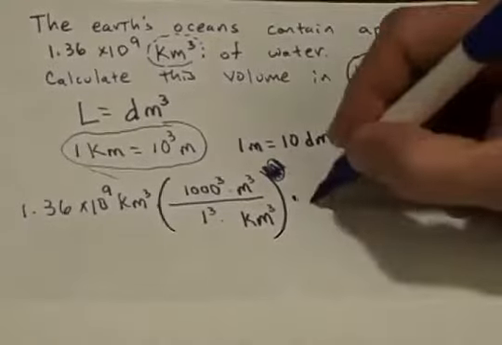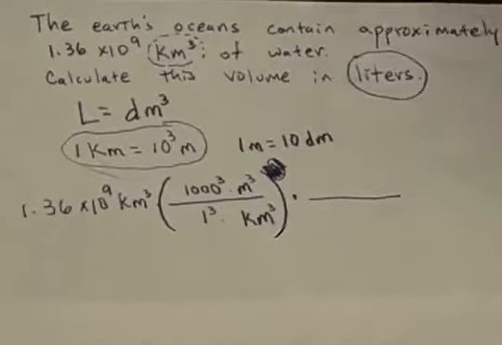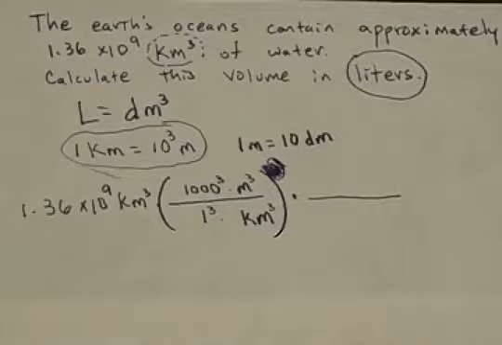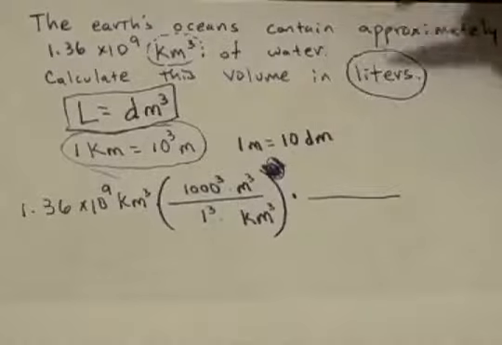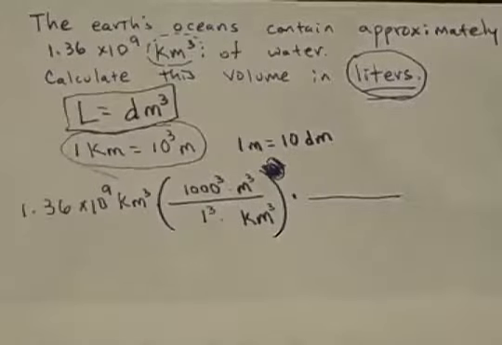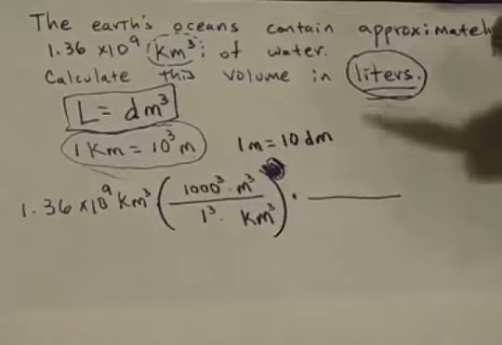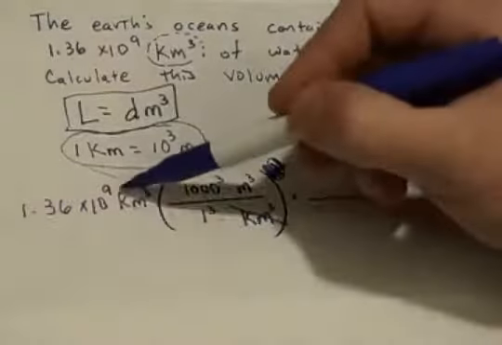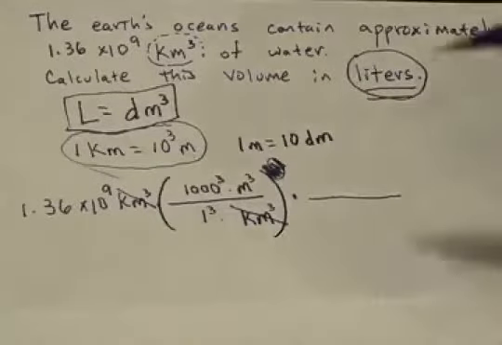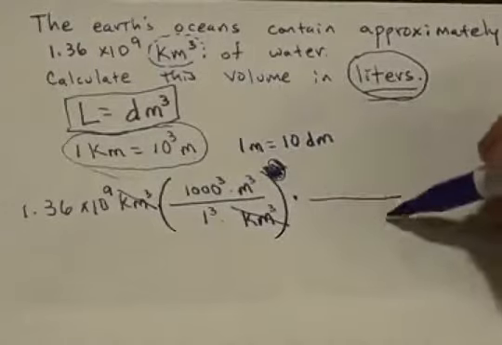My last step then is to go from cubic meters now to decimeters, because I know if I have a cubic decimeter, that's the same as a liter, and that's what they want, my volume of the oceans in liters. Oh, I forgot to cancel these. Cubic kilometer and cubic kilometer will cancel off. Take the units that I have, meters, and put them in a position where they're going to cancel. I want to put meters down here.